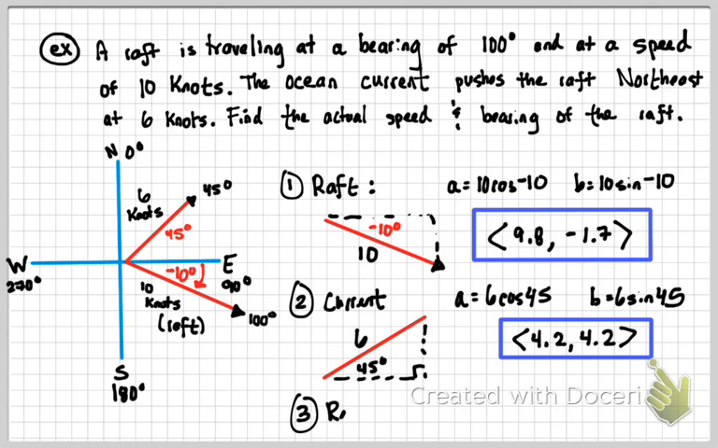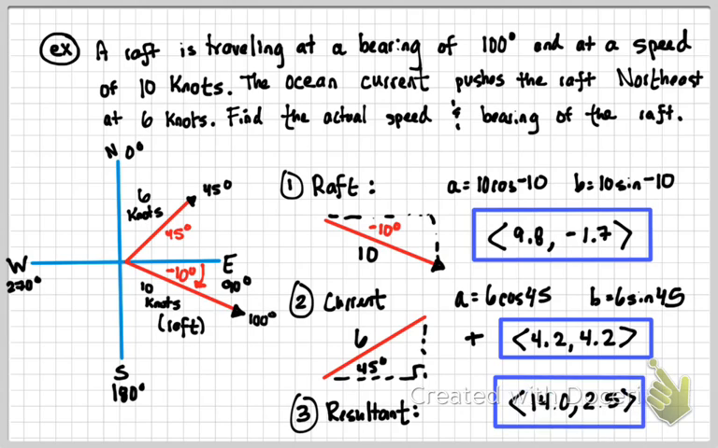And we can call this our resultant vector. So this is kind of like part 3. Box this resultant vector, 14 and 2.5. Now, this is helpful, but it doesn't really give us the answer because we're looking for the actual speed and bearing of the raft. This is just my components, my x and my y. How am I going to use this to now find speed and bearing? Yep.